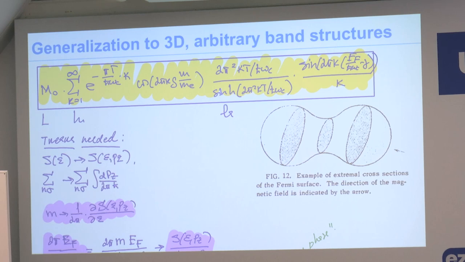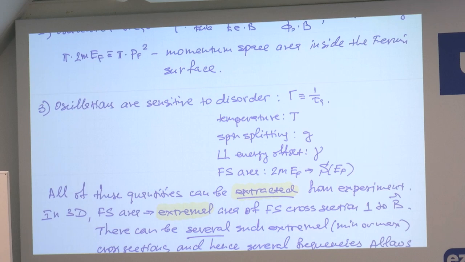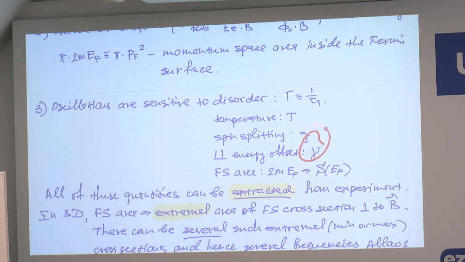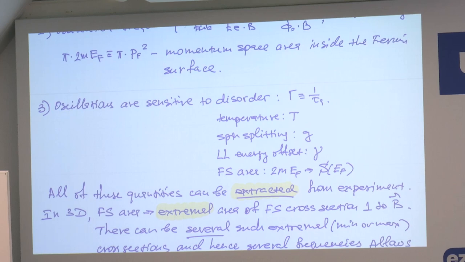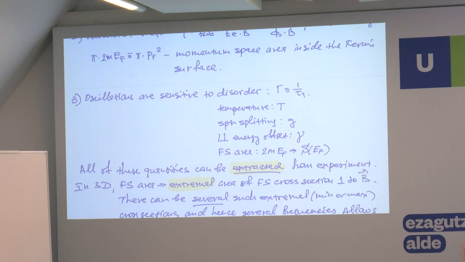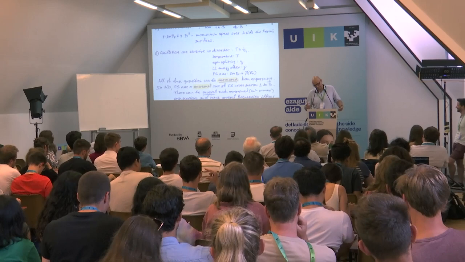So from this you can learn everything about your system. You can learn something about disorder. You can look at temperature and learn the cyclotron mass. You can look at spin. You can look at the Landau level offsets from the phase of oscillation. You can look at the frequency of the oscillation, which gives you the cross-sectional area. And when you rotate the magnetic field, you can figure out these extremal cross sections and recover the entire Fermi surface. So I'm sorry for going over time a little bit, but you do not cover Ashcroft and Mermin in 1 hour, right? So, all right. Thank you.